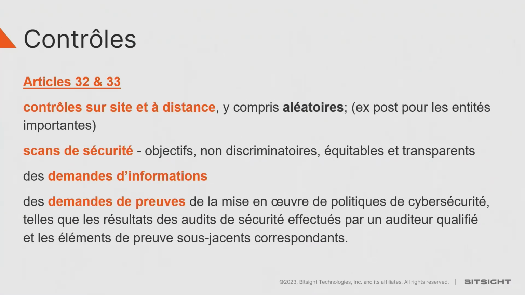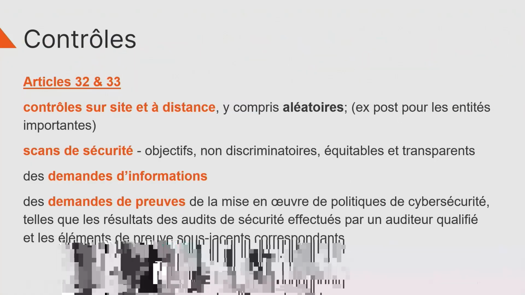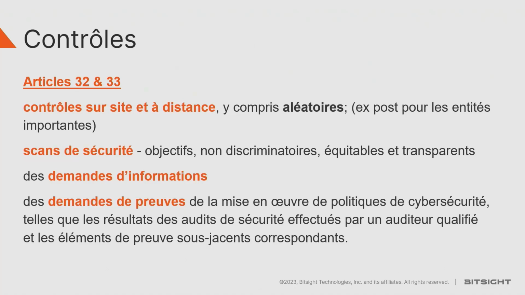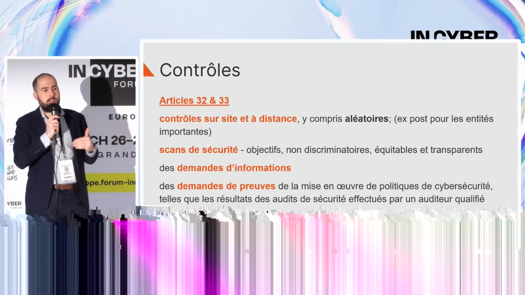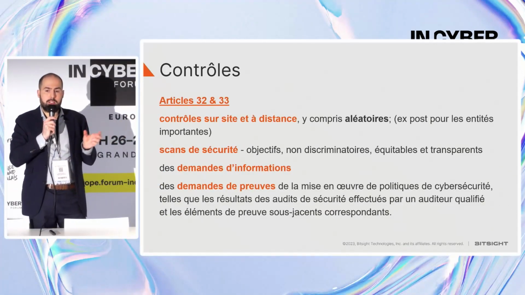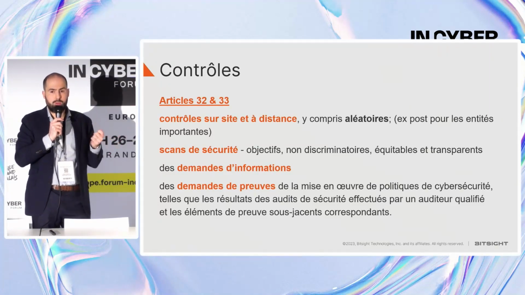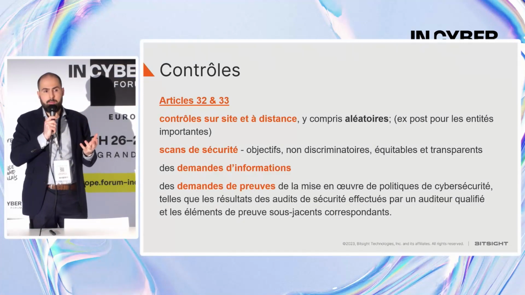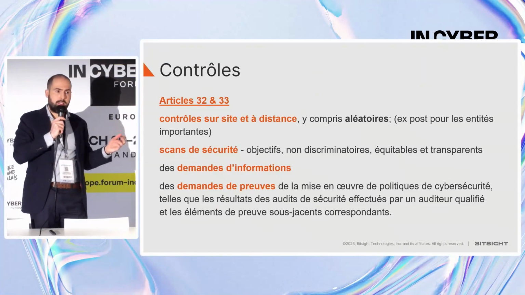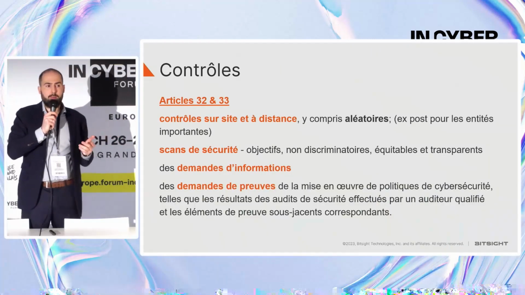Another point is controls. So, of course, the idea is how the local regulators will control the companies, important entities, main entities, and in what way they are compliant. It is detailed in two articles, 32 and 33, which are pretty much the same, just one for essential entities and the other one for important entities. It is one of the differences between important and essential. There is more control on essential than important, and especially for essential, controls are proactive, ongoing, and random. While if I am an important entity and not essential, controls will be ex post. So if there is an incident, a security incident, for example, or if there is a suspicion of non-compliance.